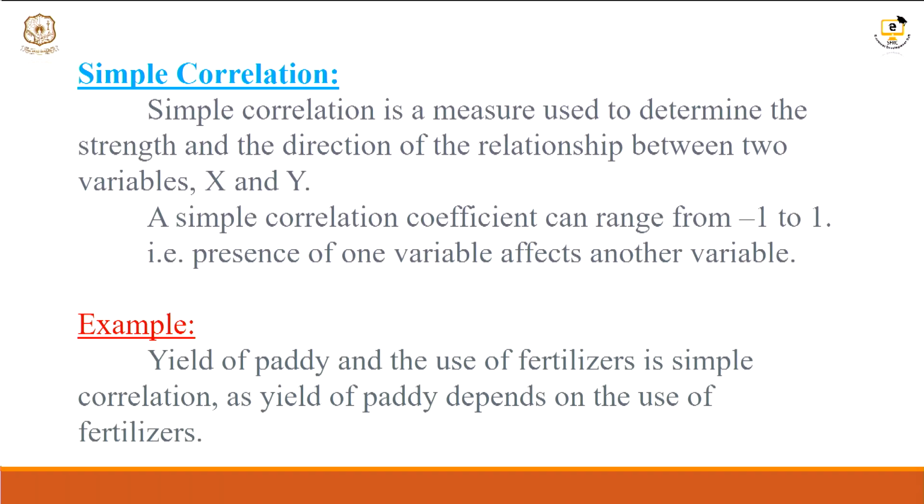The next one is simple correlation. Simple correlation is a measure used to determine the strength and the direction of the relationship between two variables x and y. A simple correlation coefficient can range from +1 to -1. That is, the presence of one variable affects the other variable. Simple correlation is the study between only two variables. Example, the yield of paddy and the use of fertilizer is simple correlation. The yield of paddy depends upon the use of the fertilizer.